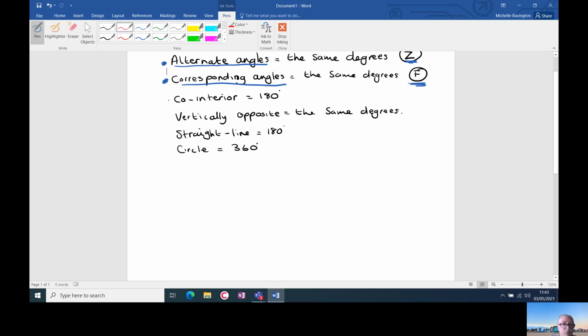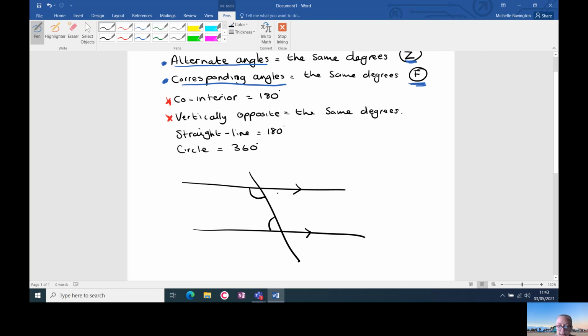This one and this one are pretty easy. Just think about what it's saying. It's saying co-interior, so it must be inside. You're always thinking about your line and where it's cut up. So this and this will make 180, or this and this must make 180. Inside. Interior. Inside.